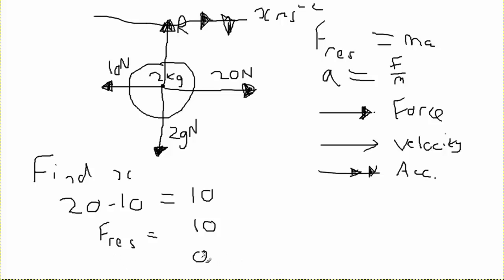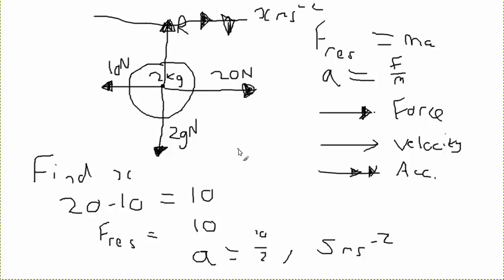So A equals 10 over 2. Therefore, A is 5 meters per second squared. Understand this? Why this is? Because 10 divided by 2 is 5. So that's a basic one.